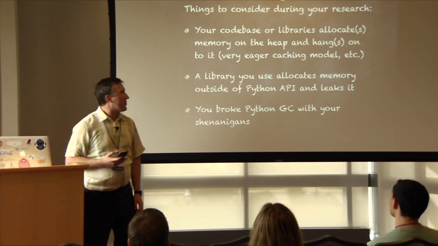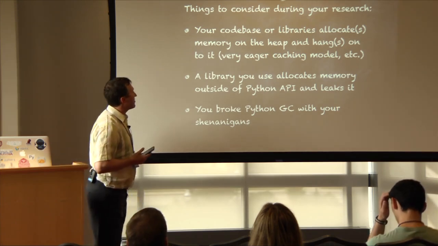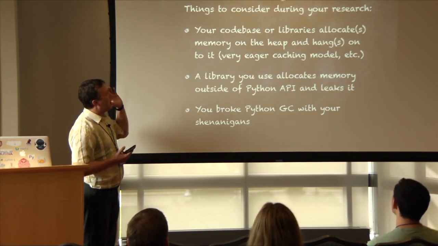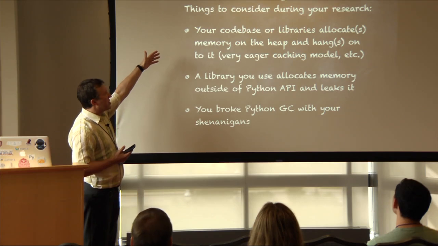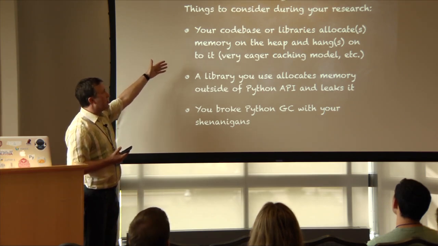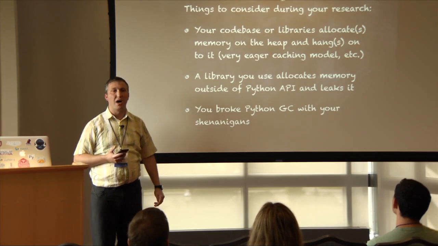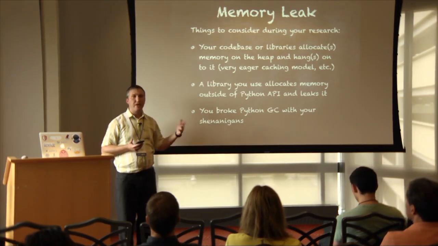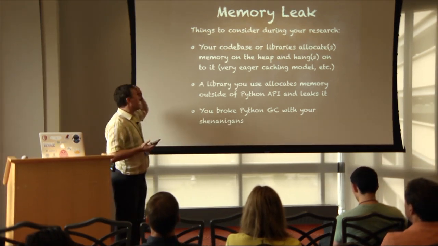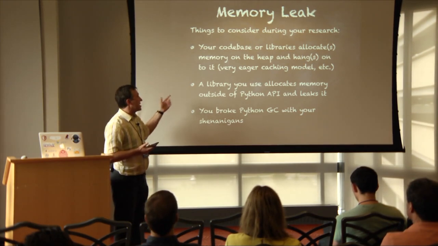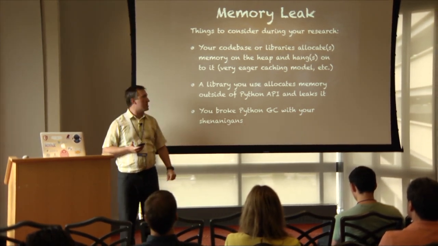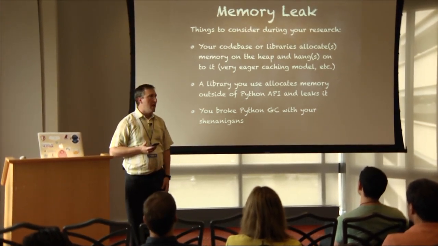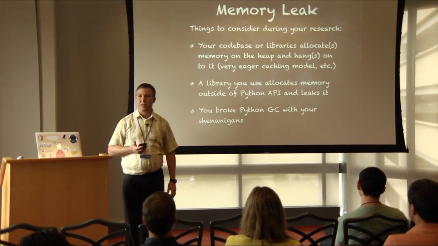So we're going to look at 3 different directions in this research. First, code and libraries allocating memory in the heap and hanging on to it, like very eager caching models, allocating something globally within the process and just letting it lay there. So you need to do some searching there. Second, a library you use allocates memory outside of the Python API and leaks it or hangs on to it, or what have you. That one is scary territory to go into.